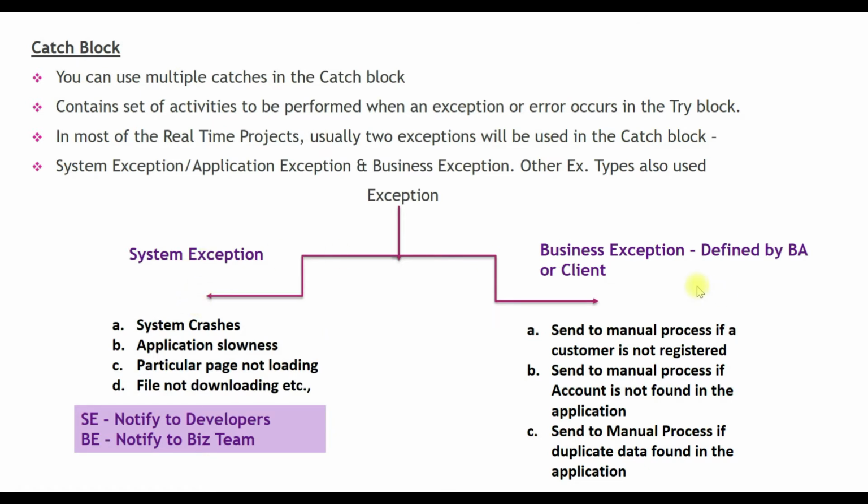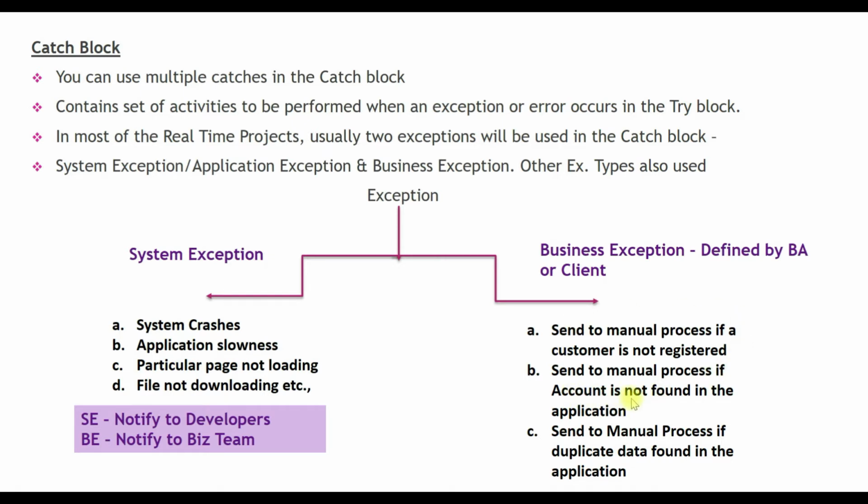Business exception: when the business team or client notified you that if a particular condition is met in the application, then you can directly send it to the manual process. We will handle it manually, the bot need not process it. For example, you are searching for a customer in a customer portal and you come to know the customer is not registered, then you can directly send that particular transaction to the business team. This customer is not registered, please process manually. This we can call a business exception.